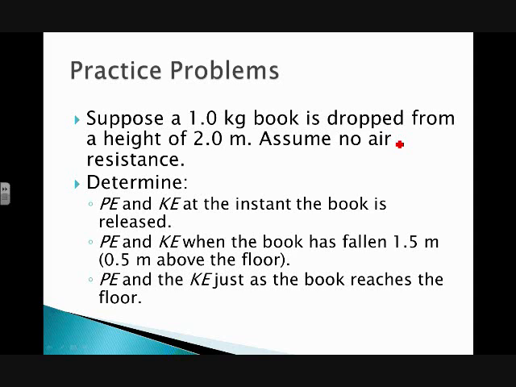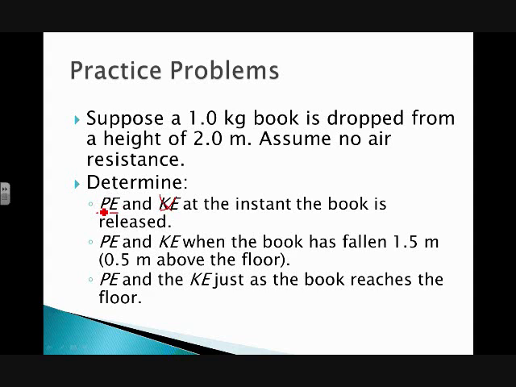Now there's a bunch of ways you can do this. I would start with finding the initial potential energy just before it's released. It's based on a height of 2 meters. The instant the book is released, the kinetic energy is 0, so that term goes away. So the total amount of energy that we have is the amount of potential energy at 2 meters. That number does not change.